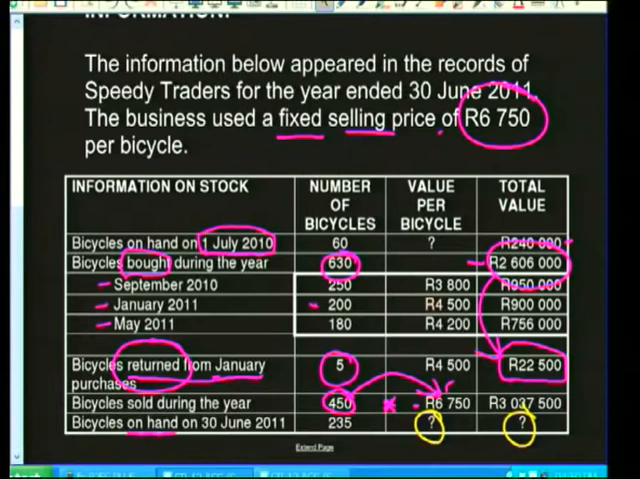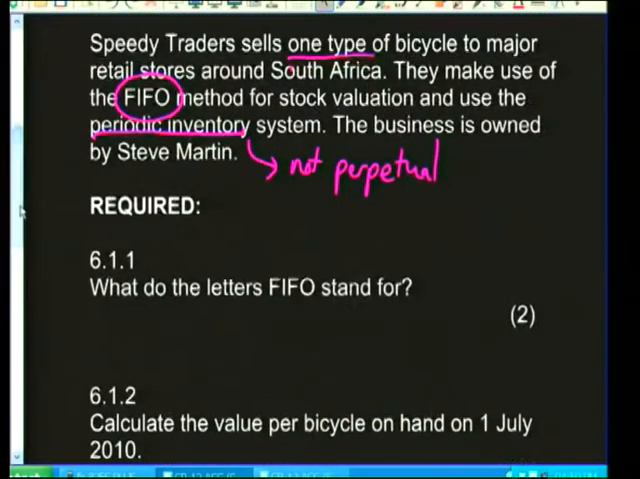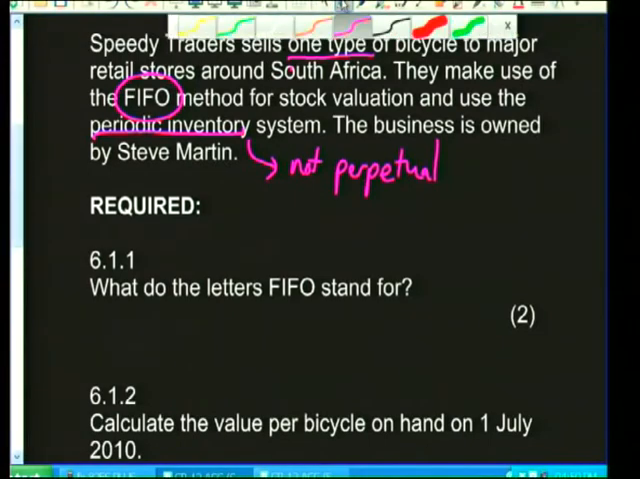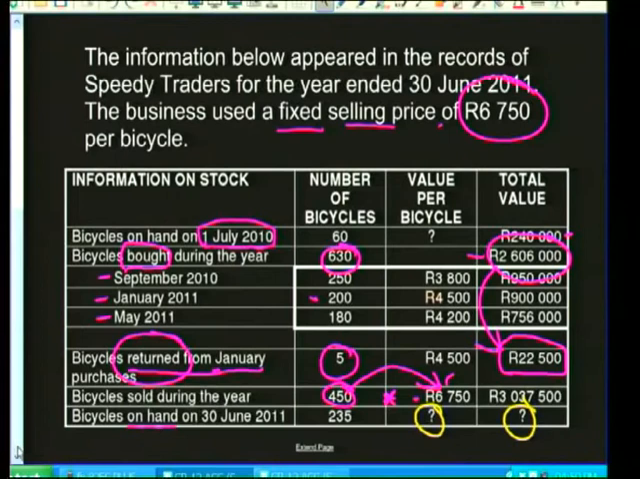Now, you'll remember when I first started showing you this question, I said that there are some things in the question that we need to be very aware of. The question uses the periodic inventory system. There we have it. I'll circle it in yellow. The periodic inventory system is being used in this question. What that means is that we have to use the formula that I have just shown you on the answer sheet. Opening stock plus purchases plus other purchasing expenses minus closing stock.